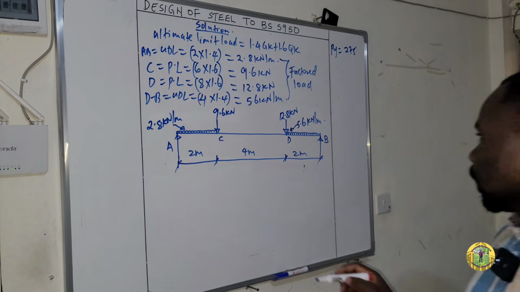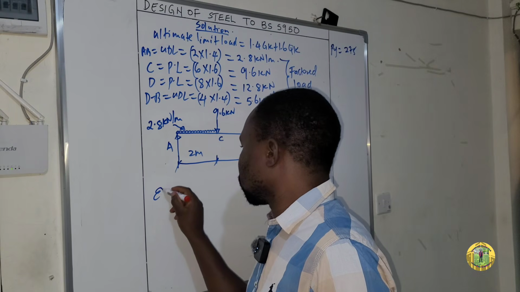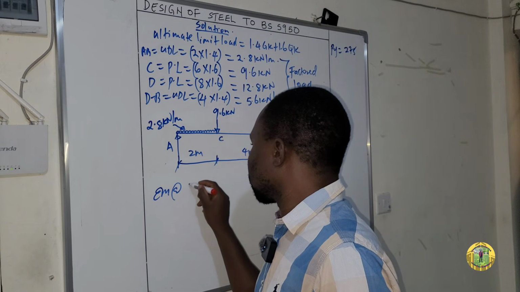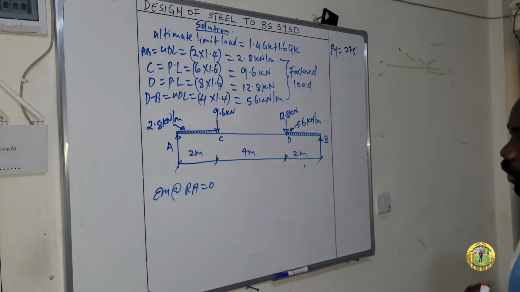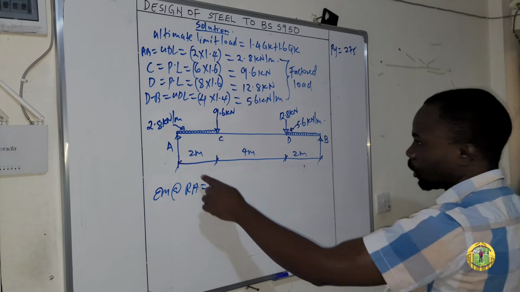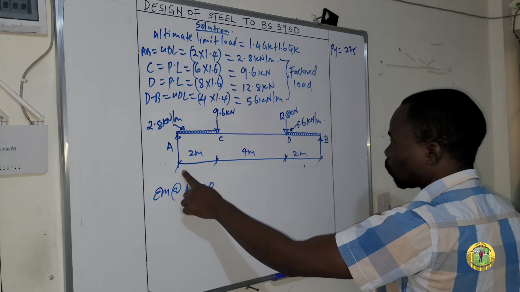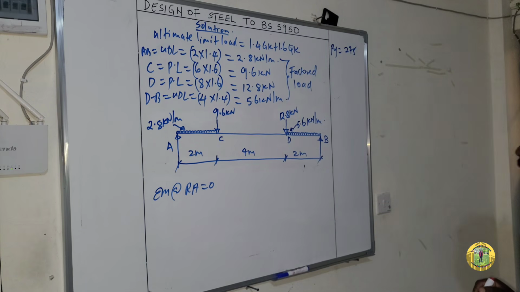So I want now to analyze this beam using the 3 equations of equilibrium. So I will say that summation of moment at RA is equal to 0. It means if you sum moment in reference to this point, it should give you 0. So I will begin.